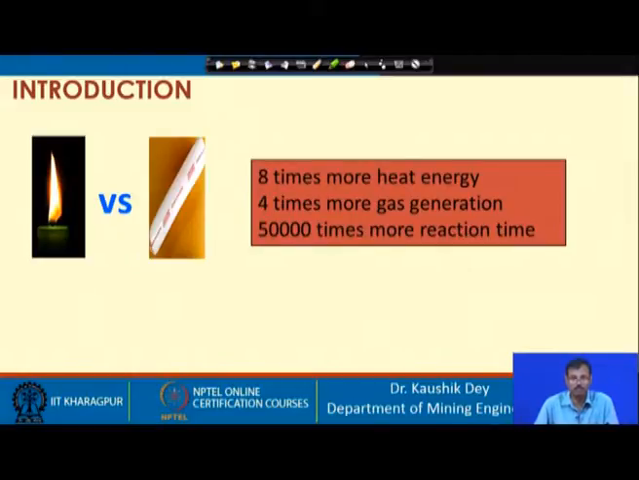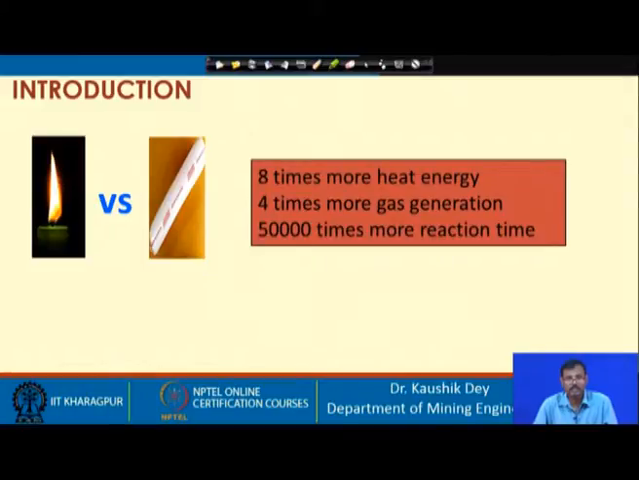But people are using explosives to kill someone, to blast rocks, and to blast buildings. So, why is explosive dangerous? Because the candle is also taking 50,000 times more time for this reaction. That means 8 times more heat energy is released, but that heat energy is released over a 50,000 times longer duration.